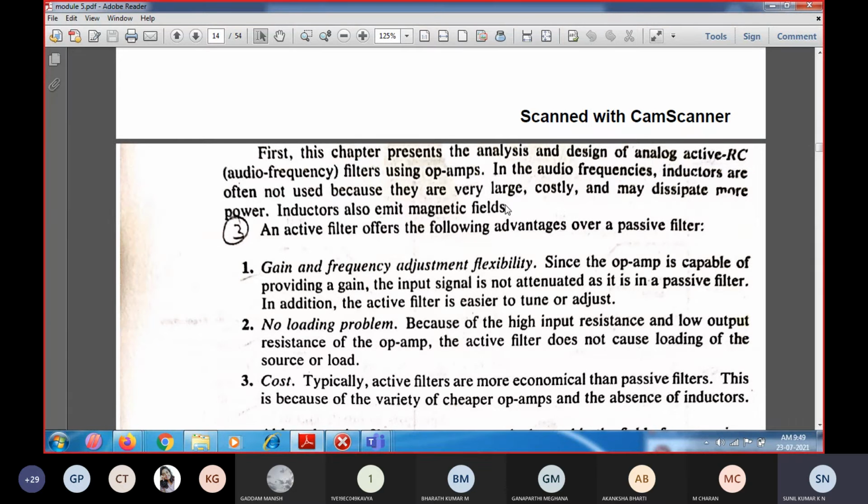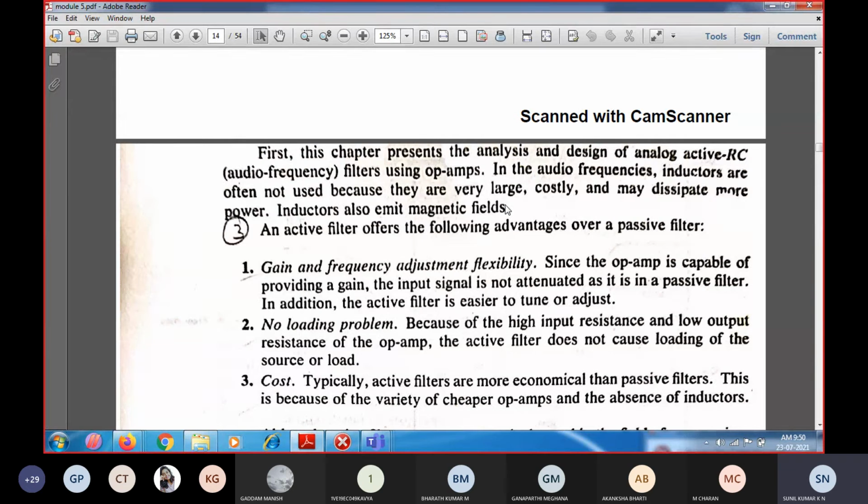So active and passive filters. Active means you will have op amps or transistors used along with the resistors and capacitors in the design of filters, so that is called an active filter. Whereas in passive filters, only resistors and capacitors are used. So what is the difference between these two, and what are the advantages as well as the disadvantages in each case, we are going to see.